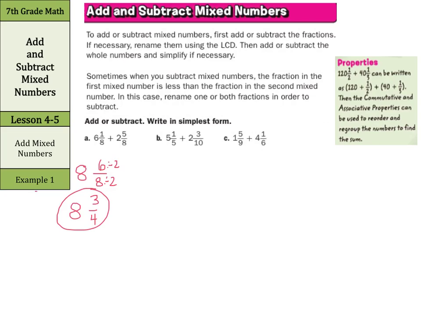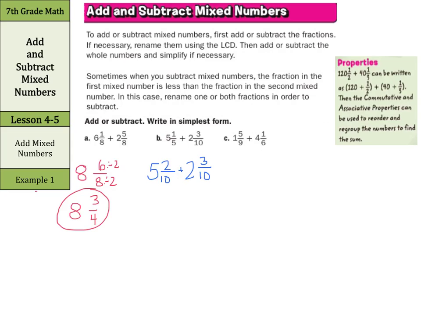Our next one, we have 5 1/5 plus 2 3/10. Well, we need to rename these. Now, our common denominator is going to be 10. Plus 2 and 3/10, so we don't need to change the 10. 5 times what is 10? Well, 5 times 2 gets me 10, so 1 times 2 gets me 2. So 2/10 is the same fraction as 1/5.